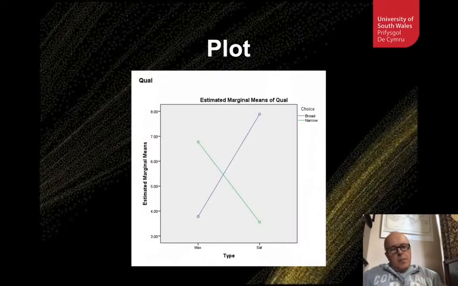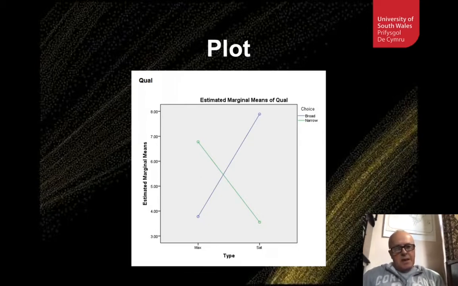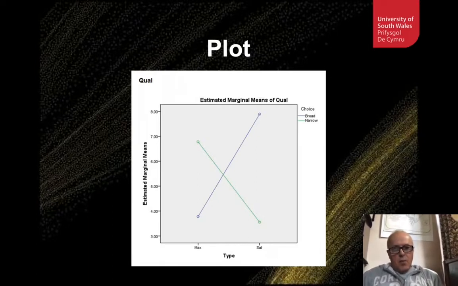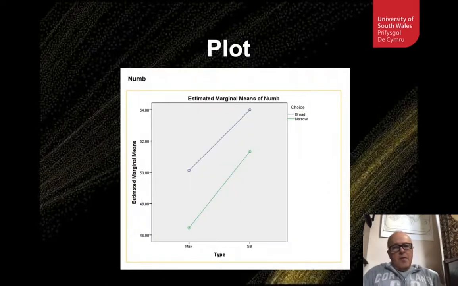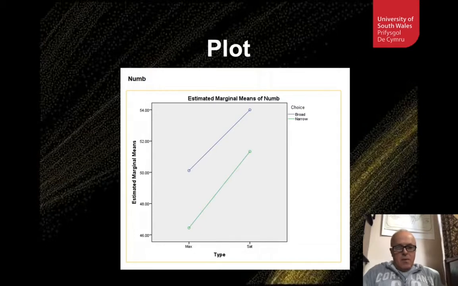And if you look at the plot as well, you can see that it looks like some kind of interaction effect going on there, with maximizers making a better quality of choice when presented with a narrow choice set, and satisficers making a better quality of choice when presented with a broad choice set. For the number of choices, it looks like those presented with a broad choice set are making more choices than those presented with a narrow choice set, but we obviously need to look at that effect in the ANOVA calculation.